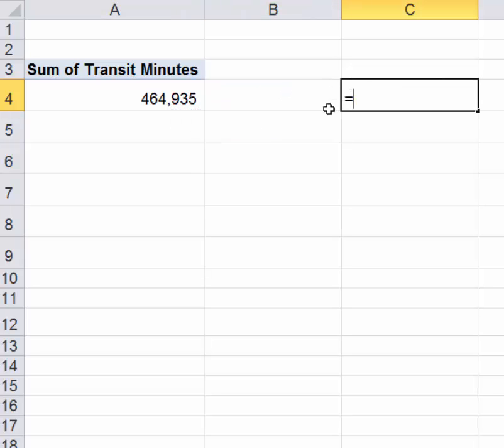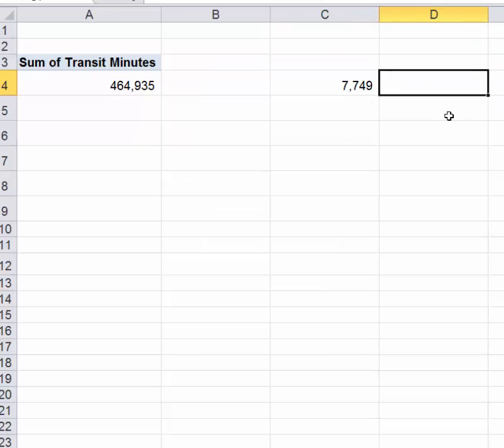Okay, so if I took A4, my total minutes, and divided by 60, because there's 60 minutes in an hour, it was 7,748 hours. And if you knew the hours, and you know there's 24 hours in a day, you can easily figure out the days by dividing that by 24. So a total of 322 days were spent in transit time for my shipments.